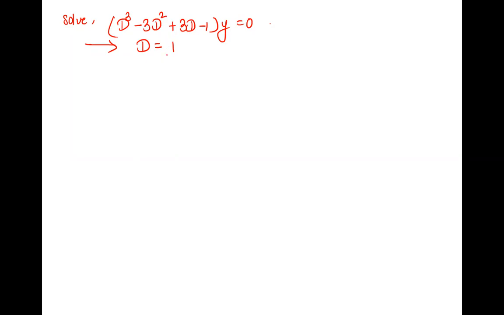No. Will this 1 be there only once? No. Then how many times will it be? 2 times or 3 times? 3 times. Whatever is the power, that many roots are there.